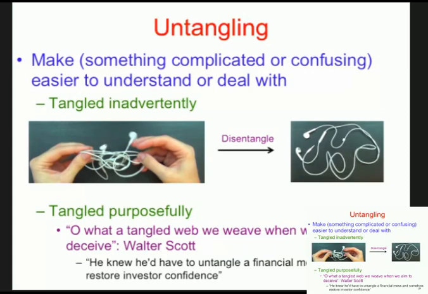Tangling and disentangling, these words are used all kinds of ways philosophically, right? Sometimes we tangle things purposefully, right? Oh, what a tangled web we weave when we aim to deceive, right? Walter Scott, the poem. Or, he knew he'd have to disentangle or untangle a financial mess and somehow restore investor confidence. So entanglement, untangling and so on, these are all common ideas we talk about in life. Turns out, this is what some of the AI methods are trying to do, how to disentangle.